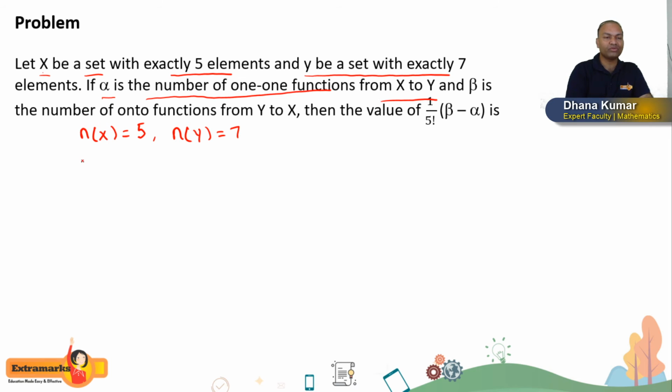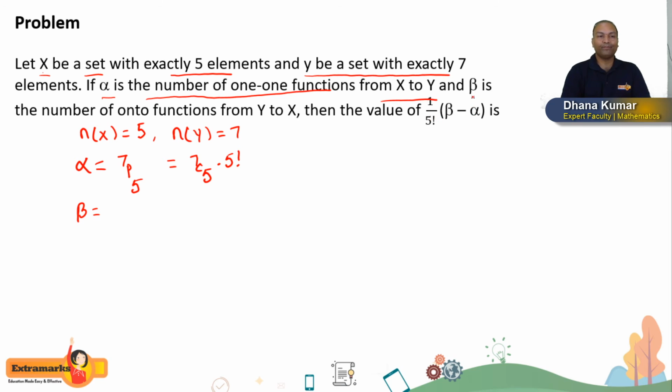Number of 1 functions from x to y. Okay. So number of 1 functions formula, direct formula is there. What is that formula? Here 5 is less than 7. So number of 1 functions formula is n of y, that is 7, p n of x, that is 5. So number of 1 functions formula is n of b, p n of a, 7p5. This can be written as, according to permutation combinations, 7c5 into 5 factorial. Can we write like this or not? Fine.